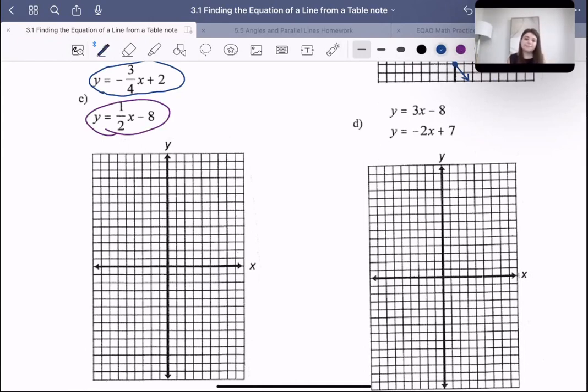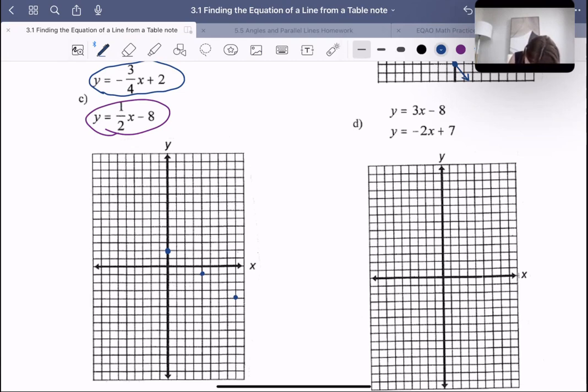Okay. So this one, we have negative 3 over 4x plus 2. So let's start by plotting the point 2. And then negative 3 over 4. So I'm going to go down 3 and over 1, 2, 3, 4, like that. This time I'm going to draw it accurately. Let's do it again. Negative 3 over 4.